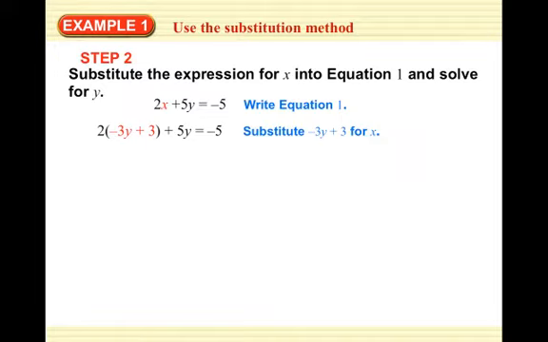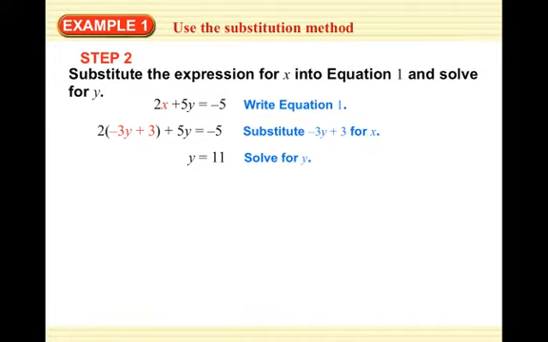Negative 6y plus 5y equals negative y. So you'll get negative y plus 6 equals negative 5. Subtract 6 from both sides to get negative y equals negative 11. Divide both sides by negative 1, and you get y equals 11.